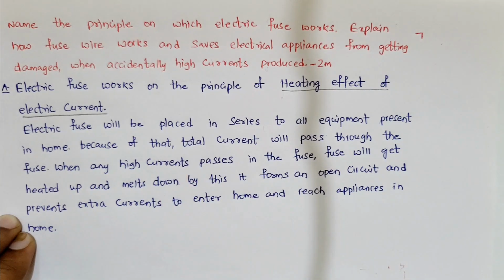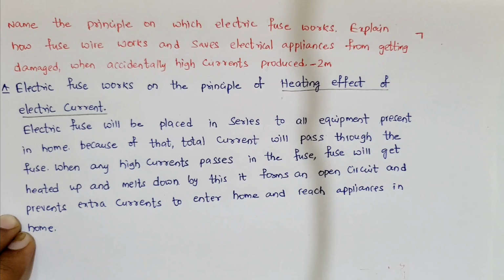The total current passing in the home must pass through the fuse only. So the total current passing into the home must pass through the fuse, and when high current passes, what happens? The fuse will get heated up. When the fuse gets heated up, and it has a low melting point, the property of a fuse is to have a low melting point.